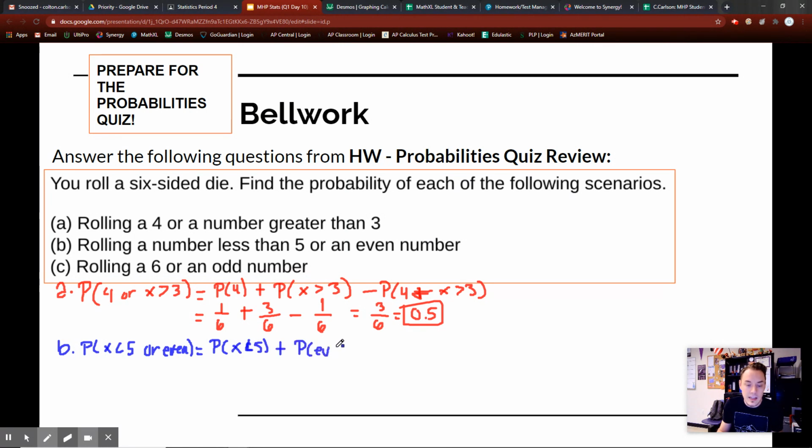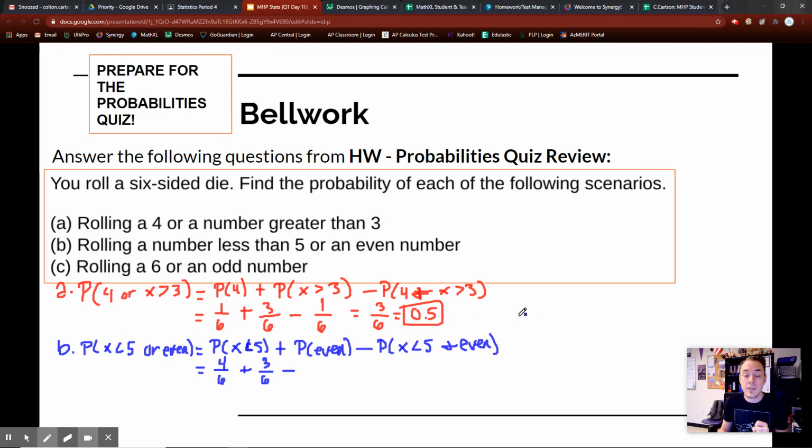plus the probability of an even number minus my overlap, probability of a number less than 5 and that number also being even. How many numbers are less than 5? 1, 2, 3, 4. I'm not going to include 5 here because 5 is not equal to. It's less than. So 1, 2, 3, 4. So only 4 numbers are less than 5. So that means I'm going to do 4 out of 6 plus. How many are even? 2, 4, and 6. So 3. So that means 3 numbers out of the 6 total numbers is even, minus how many numbers are less than 5 and even?